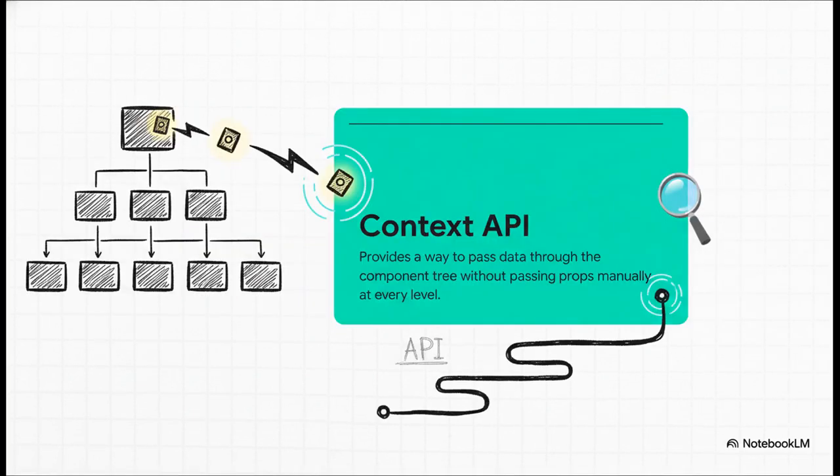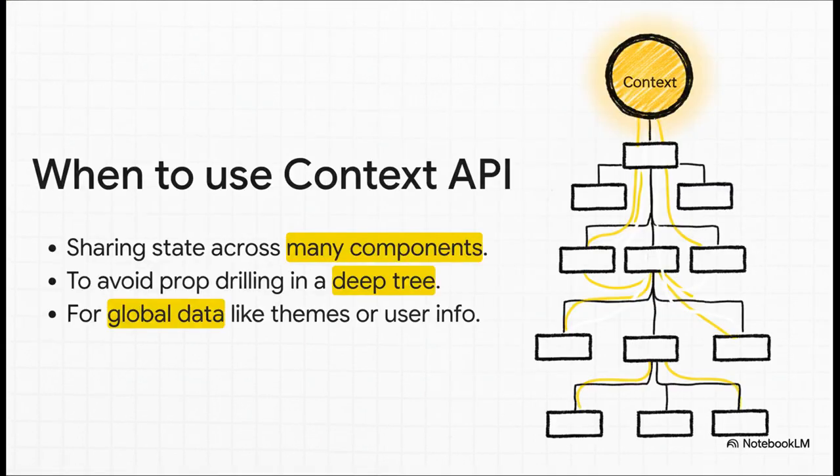But what happens when lifting state up means lifting it way, way up and you're back to prop drilling again? Well, that's when you bring out the big guns, the context API. The best way to think about context is like a data teleporter. You create a provider at the top of your tree, and then any component, no matter how deep it's nested, can consume that data directly. It just bypasses all those components in the middle.